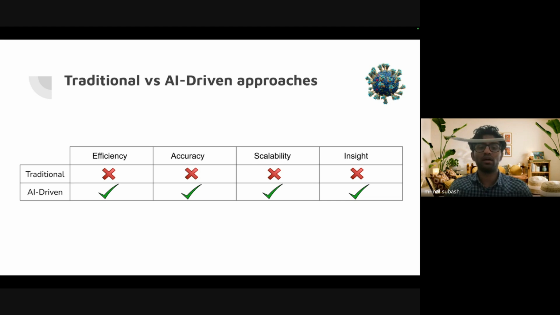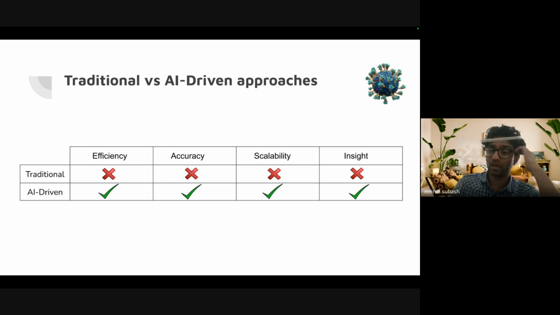But AI has a parallel approach where it can do this simultaneously for multiple drug targets and disease targets. So scalability is one feature that stands out when implementing the AI-driven approach.